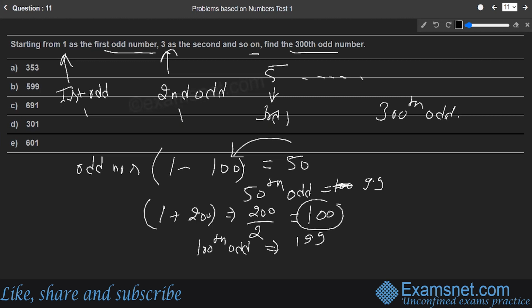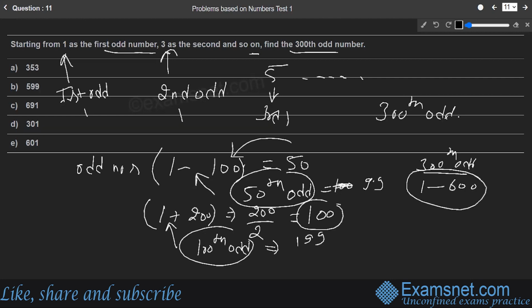So in this pattern, we can extend this further. If we wanted to know the 50th odd number, the range was 1 to 100. If we wanted to know the 100th odd number, the range was 1 to 200. So if we want to know the 300th odd number, the range should be 1 to 600. And the 300th odd number in the same pattern should be 1 less than 600, that is nothing but 599. That should be the 300th odd number. Let's see where it is available. It is available in option B, and becomes the right answer.